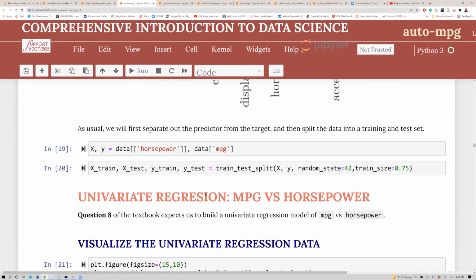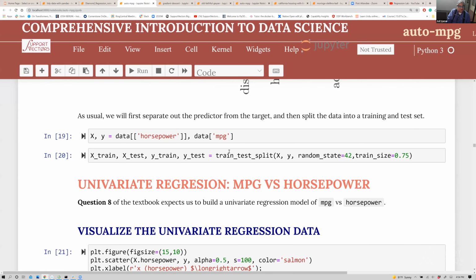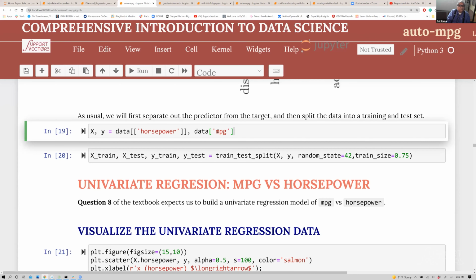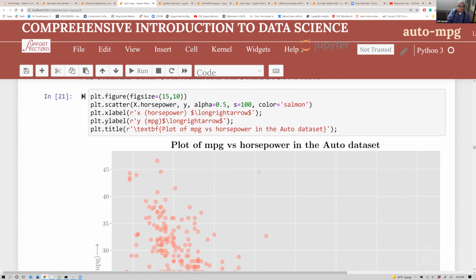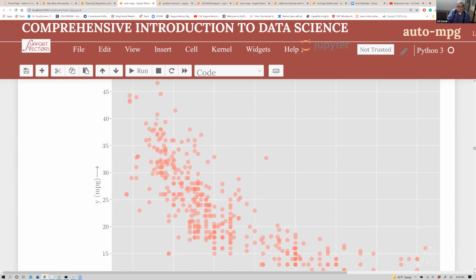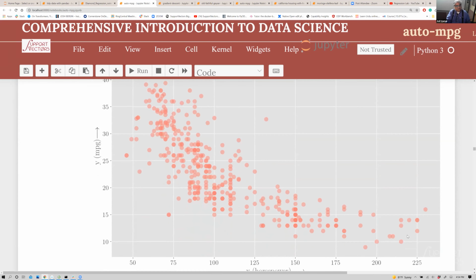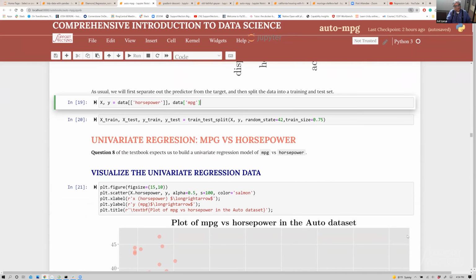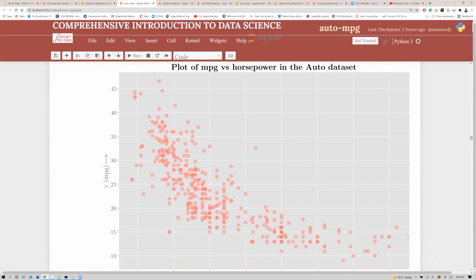So the first part of question 8 in your textbook says, do a univariate linear regression. Treat horsepower as the input, miles per gallon as the output, and see what happens. So we do that. This is the plot of horsepower to miles per gallon. What do you see, guys? Does it look like a linear relationship to you? No. It looks like a slide. Yeah, it looks like a children's slide. Yeah, that's a very good observation.